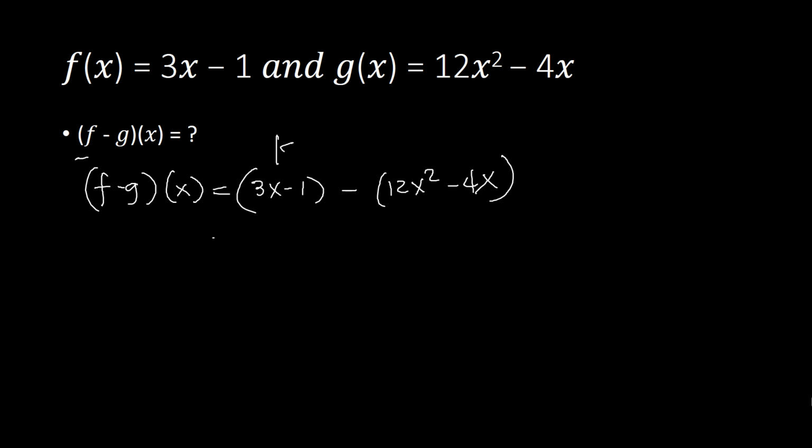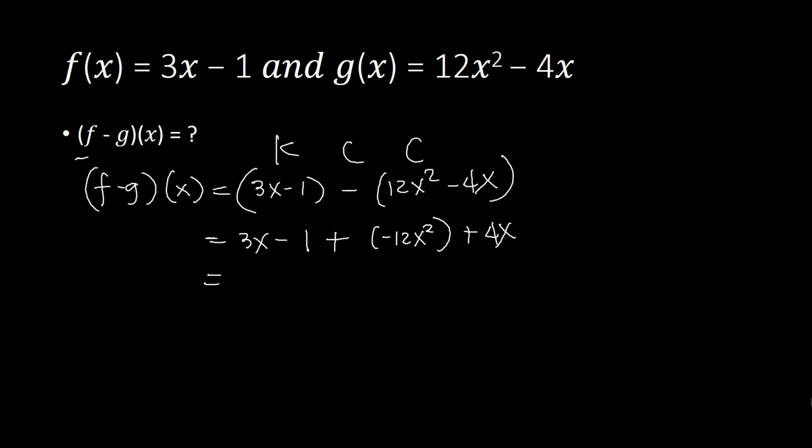So we do KCC. We kept the first number, 3x minus 1. Next, we change minus to a plus. We change all the signs here that we can see. So from positive to negative 12x squared. From minus to a plus 4x. And then we are arranging that one in order.